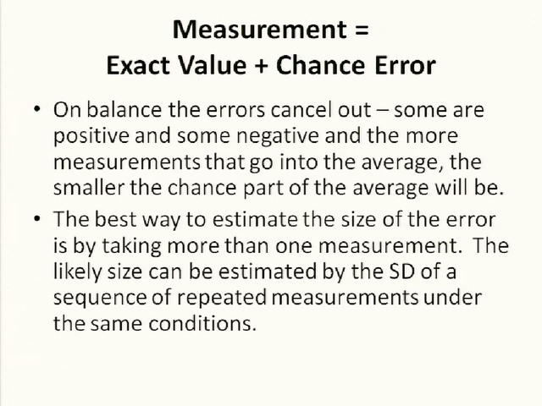Okay, and if you want to figure out how big that chance error is, one way to estimate it is by looking at the standard deviation of a sequence of repeated measurements under the same conditions. And that's why we talked about, if you're doing a chemistry experiment, you might be measuring something more than once, and then hopefully things will balance out.